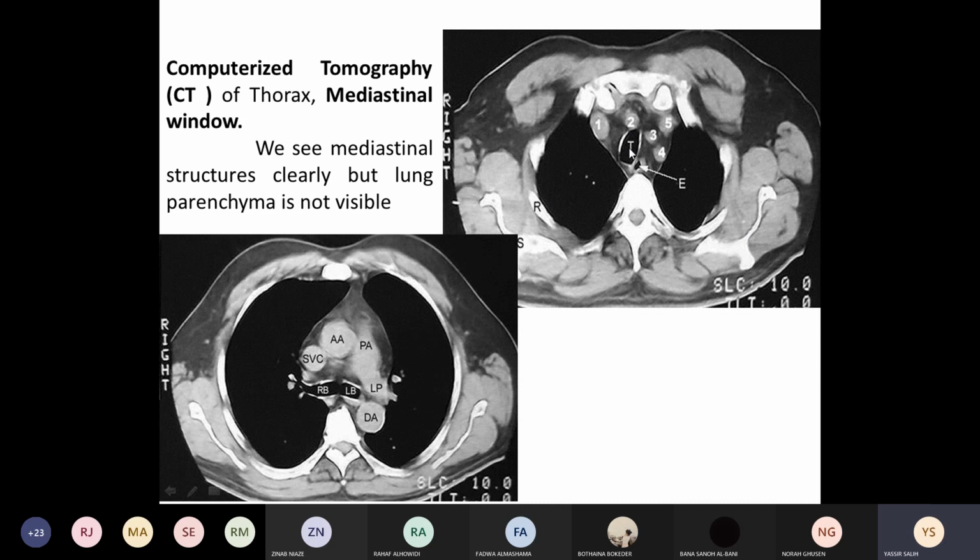طيب نحن بيهمنا الآن في this block the trachea is the central. This is the trachea, and this is the right lung, and this is the left lung. On this mediastinal window. ليش؟ لأنه the lung detail is not clearly seen. But this is the mediastinal window at the level of the trachea. This is the trachea, and this is the left lung, and this is the right lung. And this is the CT also, mediastinal window. ليش mediastinal? Because the details of the lung parenchyma is not clearly visible.